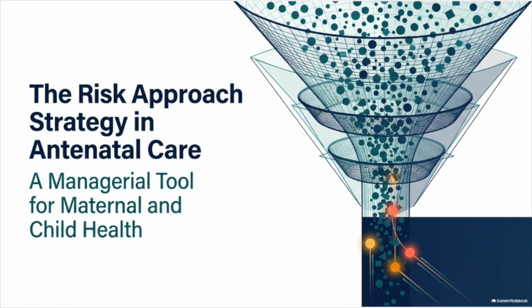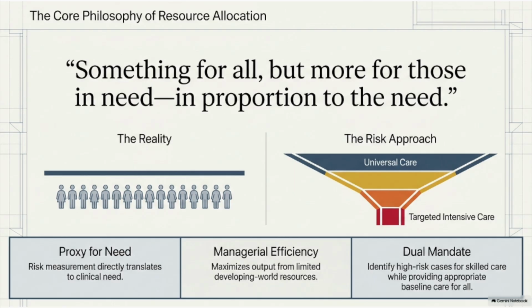Hello everyone. Have you ever wondered how health systems decide who needs urgent care and who can simply follow routine checkups when resources are always limited and demand is always high? Today we are going to walk through the risk approach strategy in antenatal care, a managerial tool designed specifically for maternal and child health. The core philosophy of resource allocation rests on one guiding idea: something for all, but more for those in need in proportion to the need.